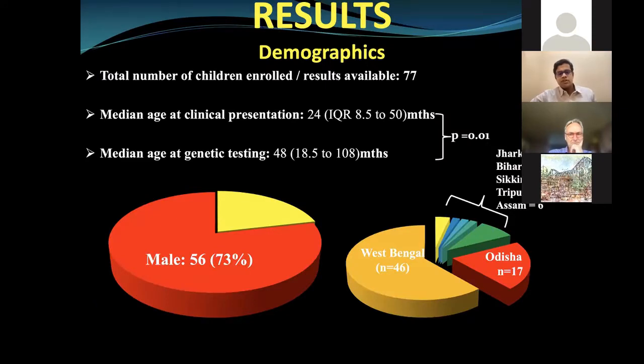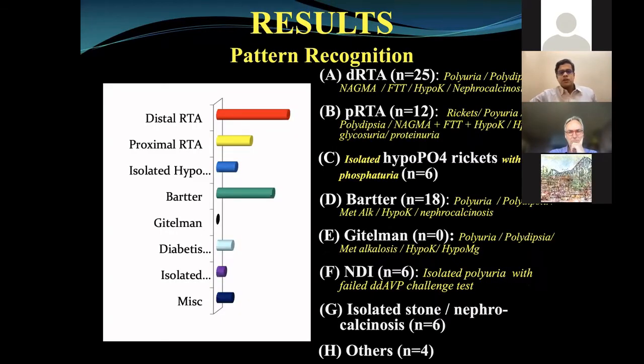So now come to the results. We have a total of 77 patients, and the median age of clinical presentation was 24 months, with a range of 8.5 to 50 months. Males were the majority, 56, that is 73%, and the major contribution to this study was from the state of West Bengal. The most common phenotype was distal RTA, 25 patients, followed by Bartter syndrome, 18 patients, followed by proximal RTA, isolated hypophosphatemic rickets, diabetes insipidus, and others.